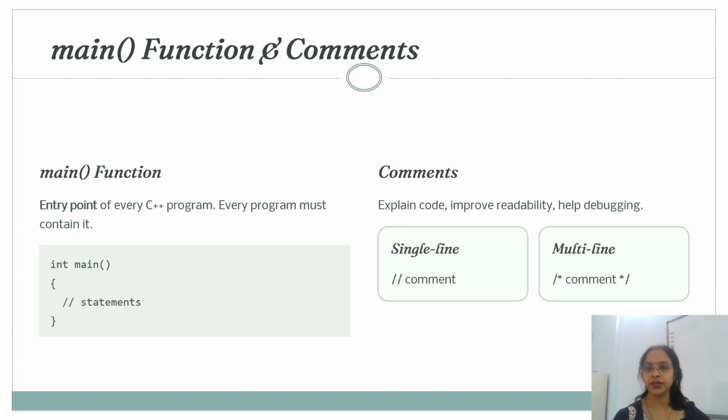So here we see the example of a single line and multi-line comment. For a single line comment we simply use the double slash, and for a multi-line comment we use the slash and asterisk on both sides, that means before starting the comment and after ending the comment. So this is how we can use comments. Comments are not for running, they only show what our program does, and they are simply ignored by the compiler. We write comments to improve readability and help in debugging.